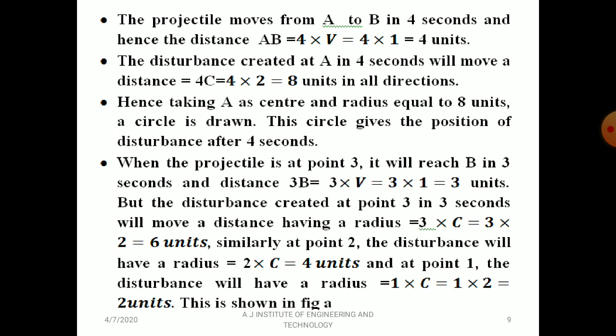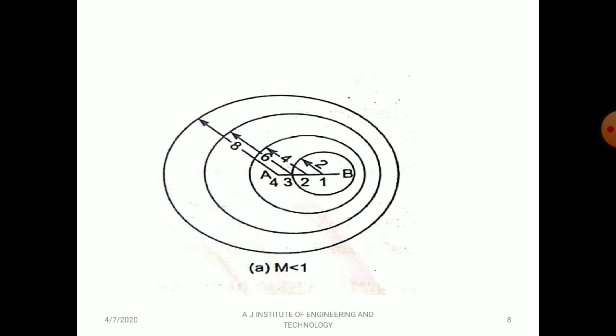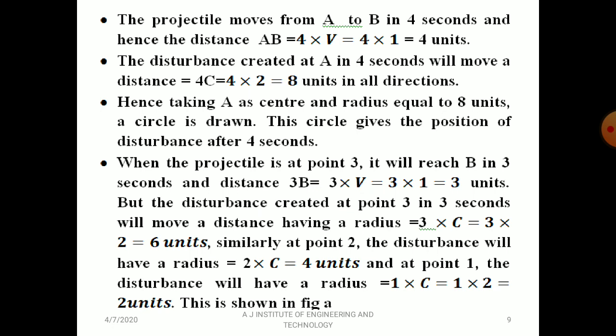So the projectile moves from A to B in 4 seconds, and hence the distance traveled. I already told about this in the derivation: the distance traveled by the piston is given by V into dt, where dt is a small time interval. You know the time, and you know the velocity of the projectile, that is 1 unit. So can you calculate the distance? The distance AB is equal to velocity into time.